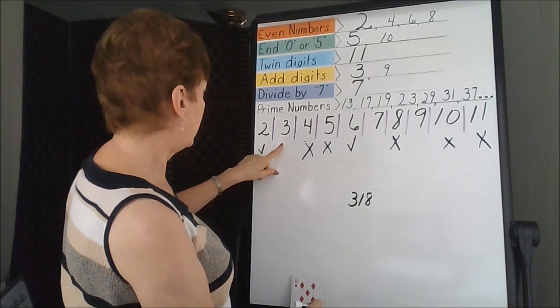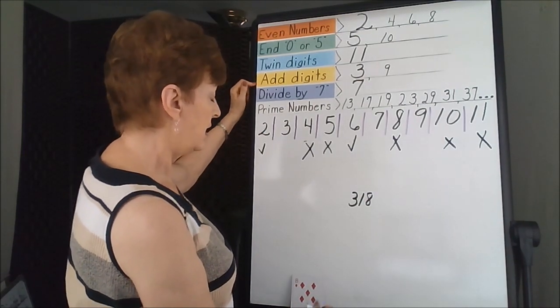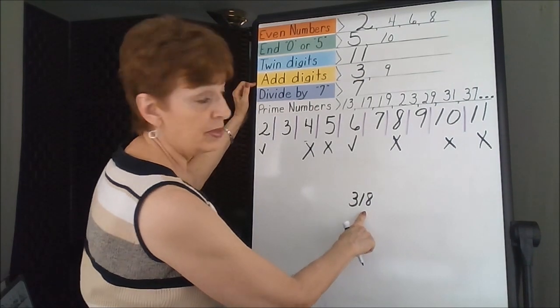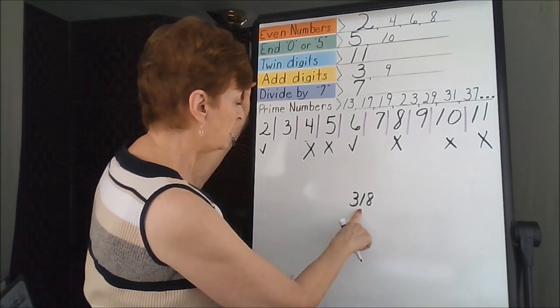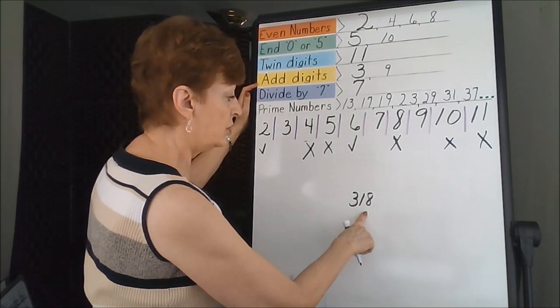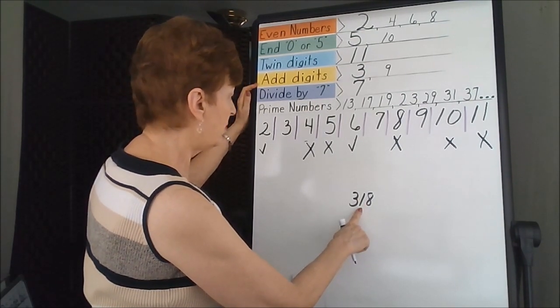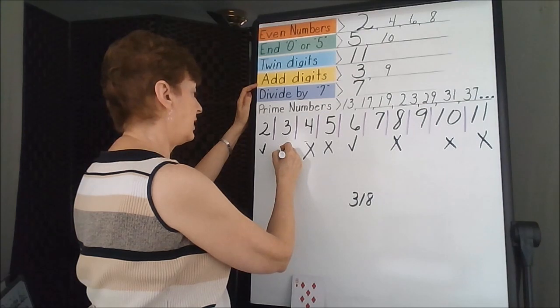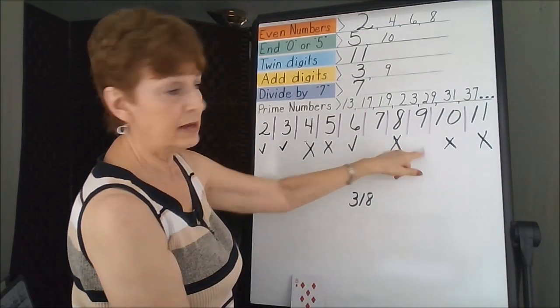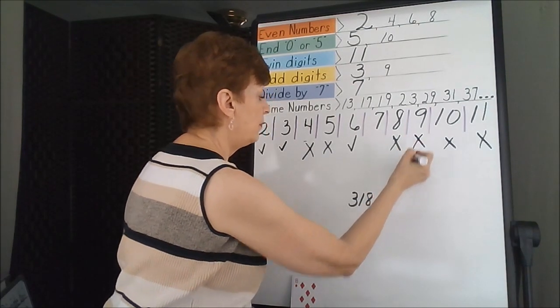Let's come back and check now for our 3's. We added the digits to check for our 6's. Remember, this made 12. 3 plus 1 is 4, and 8 more is 12. 3 will definitely divide into 12, so 3 will divide into 318. 9, however, will not divide into 12 evenly, so that would be no.